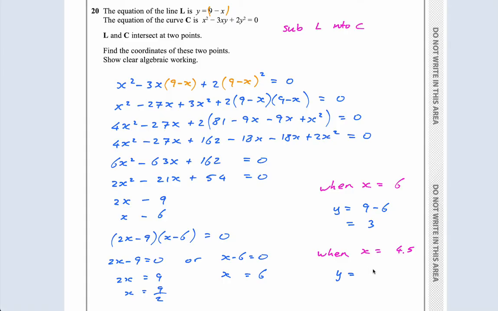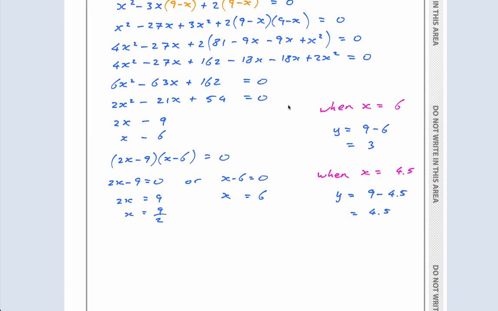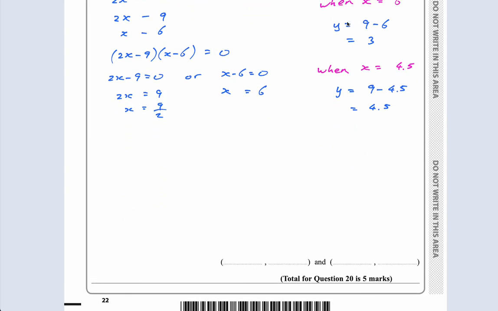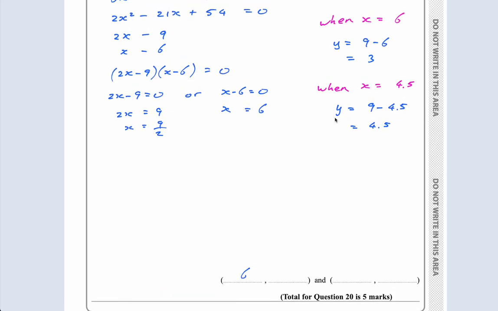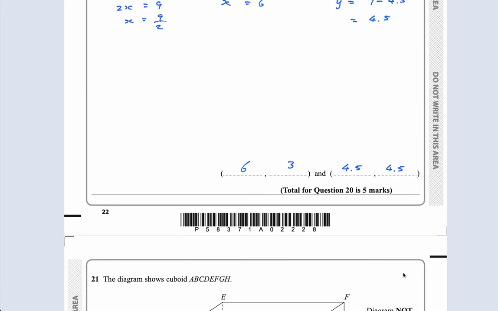9 minus 4.5, which is, 9 minus 4.5 is also 4.5. So my two solutions are x is 6 when y is 3, and x is 4.5 when y is 4.5. Okay, that is question 19. Oh, sorry, question 20.